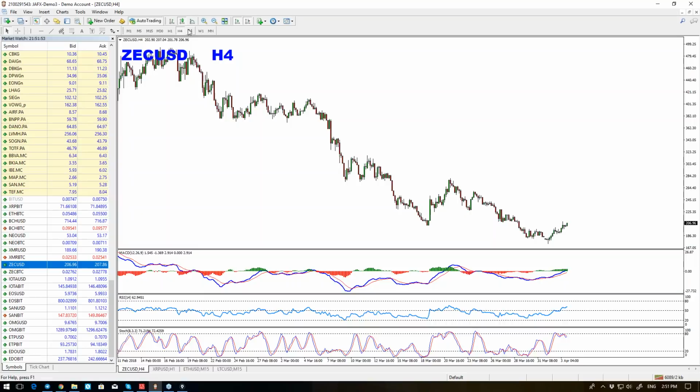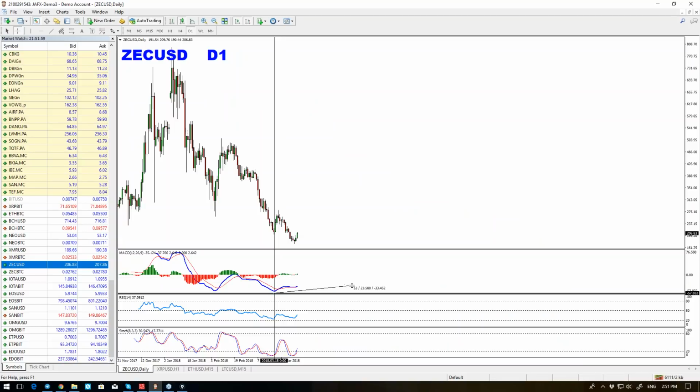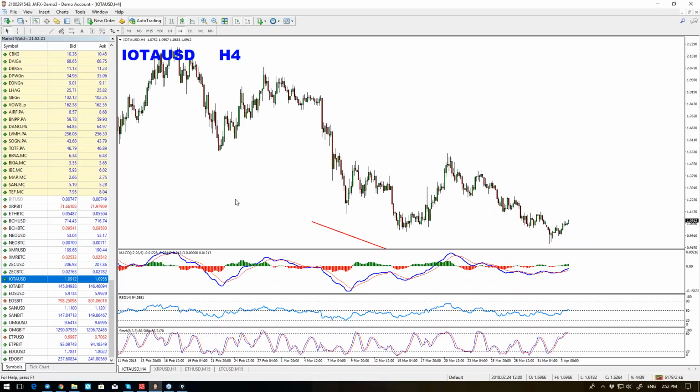Zcash: bullish divergence, might complete a false break by the end of the day. Bullish divergence, and the last trend line available for the pair is here. This is the trend line. The bullish divergence is breaking. Zcash becomes bullish with invalidation here. Okay, retraces and buys.